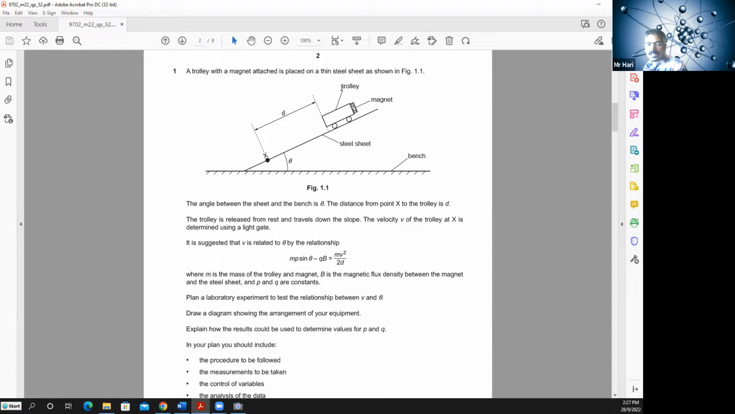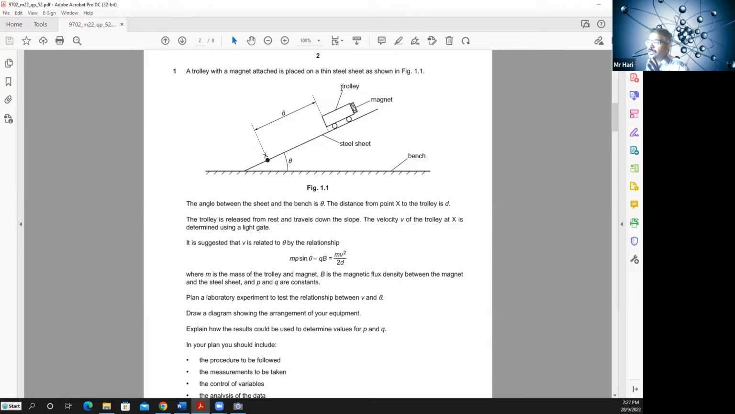And then it is suggested that V is related by a given formula. So most of the time they give you a formula which you have never seen before. So don't get upset, especially with your teachers. How come my teacher never taught this formula? Well, that is the objective of this question.